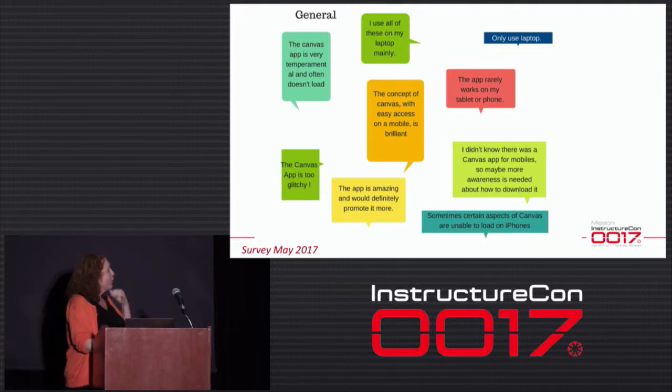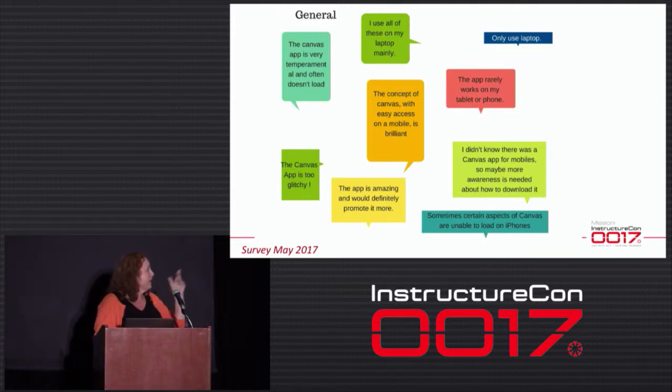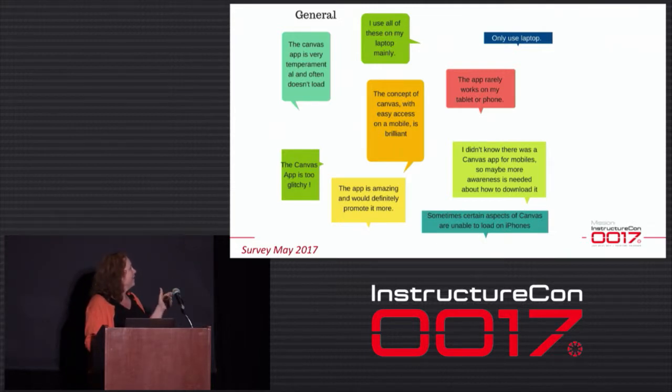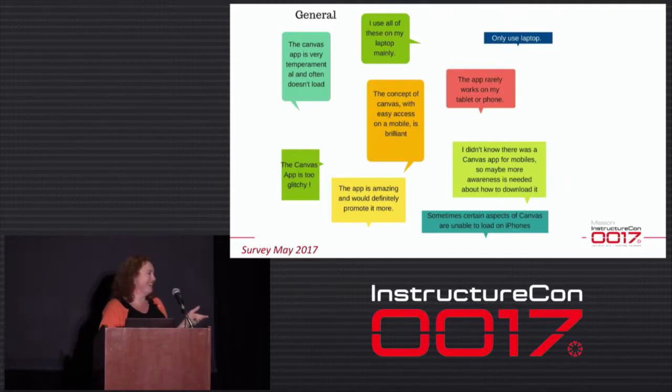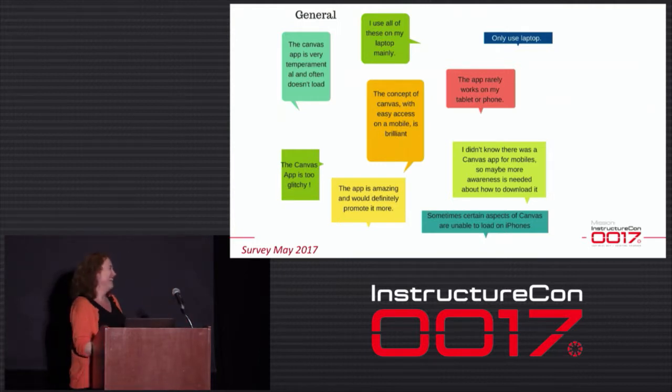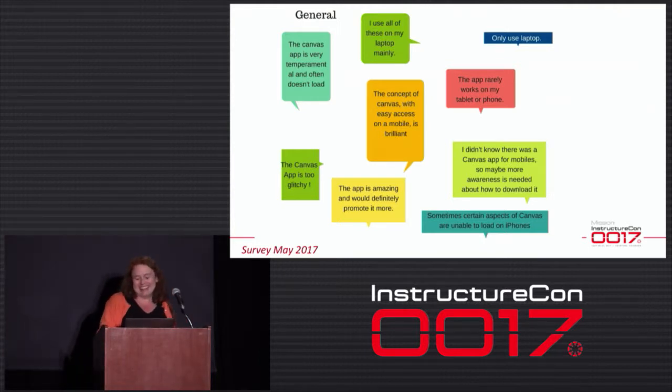Just a few more of the comments that came through on that survey. So some of them really positive. The concept of Canvas with easy access on a mobile is brilliant. The app is amazing. I would definitely promote it more. Others saying the app is too glitchy. The Canvas app is very temperamental. We need to find out what's going on there. And then, you know, the classic, I didn't even know there was an app, which is always frustrating when you've been promoting it all year. But, you know, these things happen.